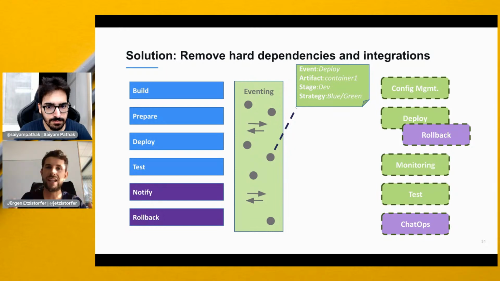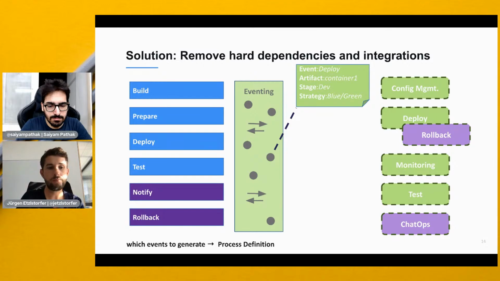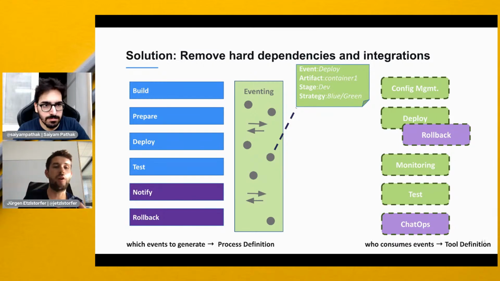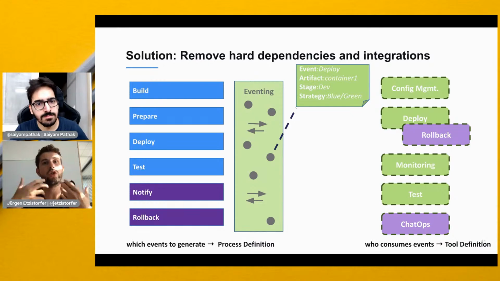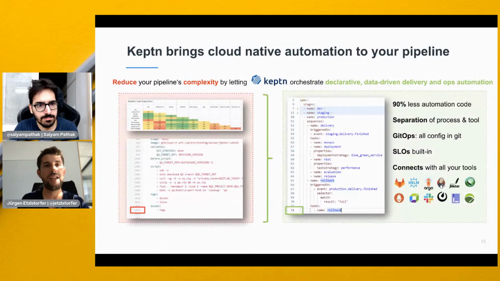So this makes it very flexible to connect other tools, and we can focus. Let's say a pipeline engineer can focus on the process definition, while a DevOps engineer can focus on the tooling and can upgrade the tooling without breaking the process. So which events to generate is part of the process definition, and the tool definition defines which events to consume. So you just connect your tool to the Keptn control plane. And this Keptn control plane is living in the Kubernetes cluster. And it listens for different kinds of cloud events.